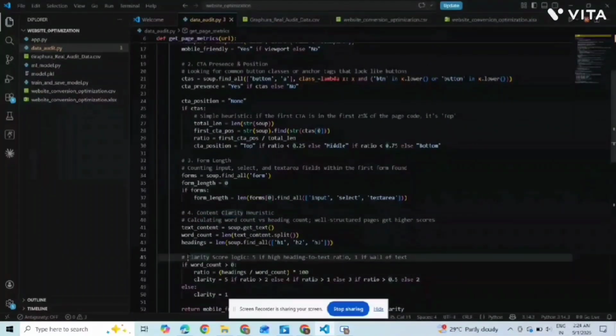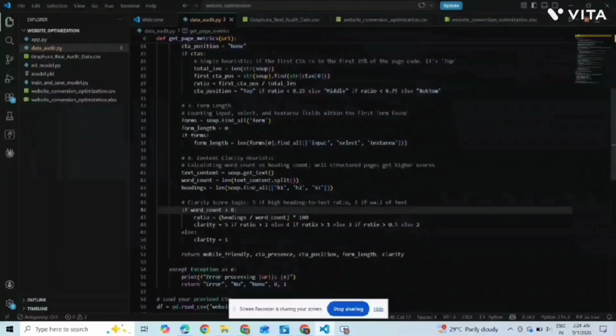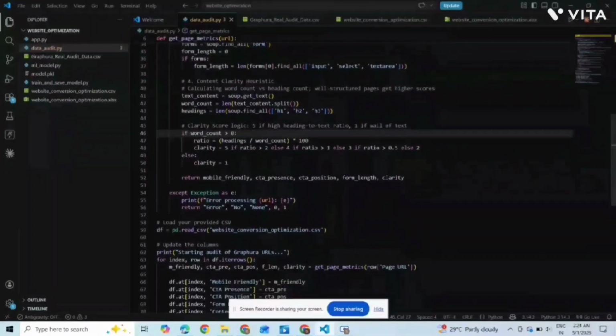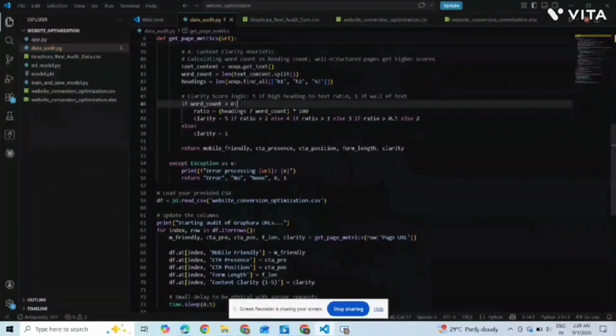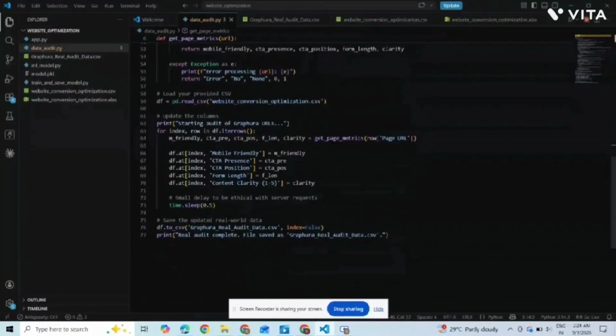This gives a numerical 1 to 5 score on how digestible our content is, which is a key feature for our machine learning model. Then mobile readiness. The script automatically validates viewport meta tags to ensure we are hitting our mobile friendly benchmarks across all service pages.